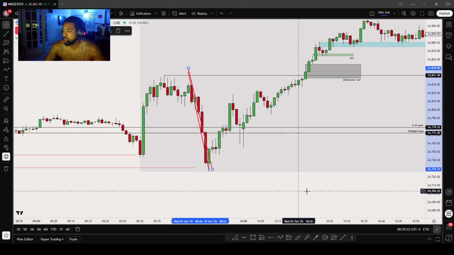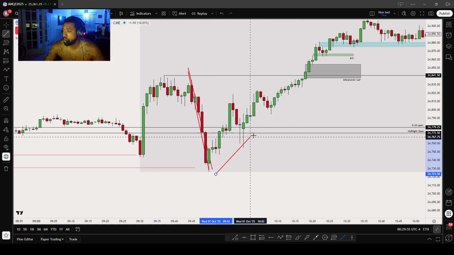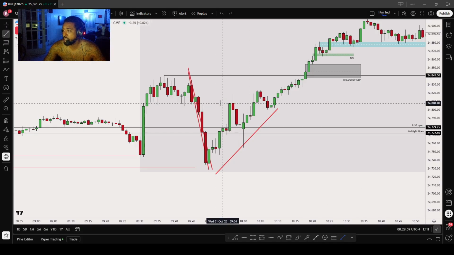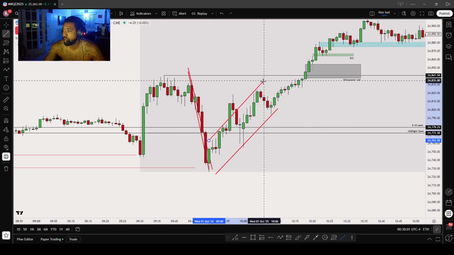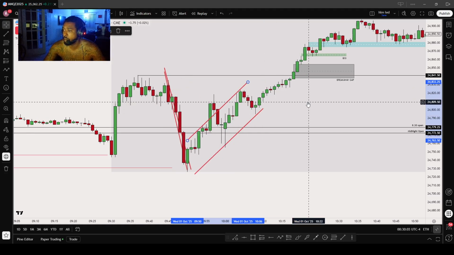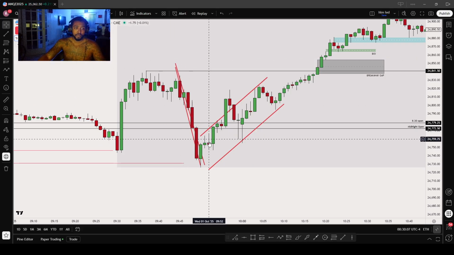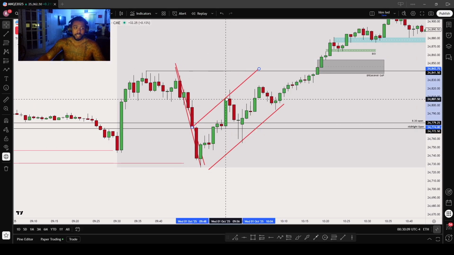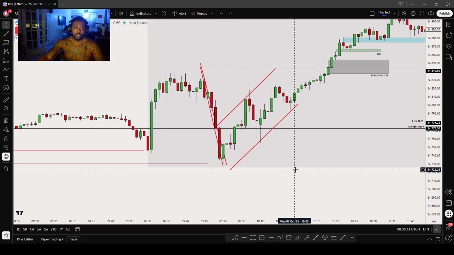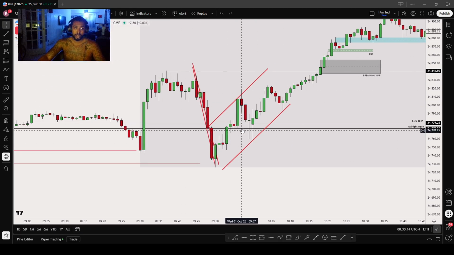So this would be like a bull flag right here. Sorry, this would be a bear flag. It can be either a bull flag or a bear flag, depending on how you look at it. So this would actually be a bear flag. You get this flag pattern here, and you see how it's in a little channel. So that's a flag: you've got the pole and then you've got the flag.